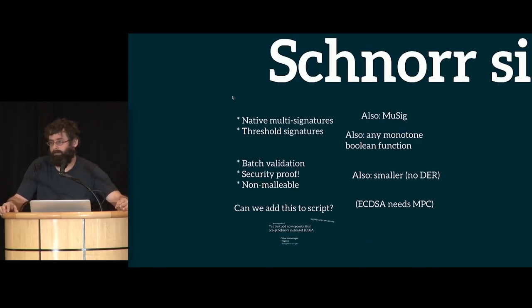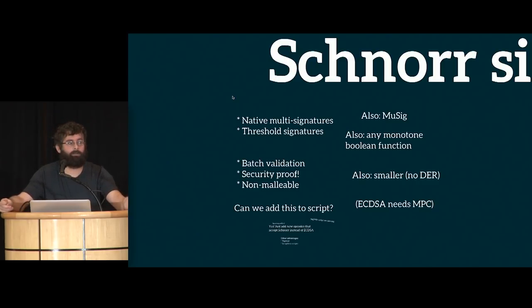And there are various advantages known for Schnorr over ECDSA. Some of them are it supports native multisignatures, where multiple parties jointly produce a single signature. This is very nice because we can reduce the number of keys and the number of signatures that need to go into the chain. There are various schemes that enable threshold signatures on top of Schnorr. And in fact, it is known that there are constructions to effectively implement any monotone Boolean function. So, let me talk a bit about that.